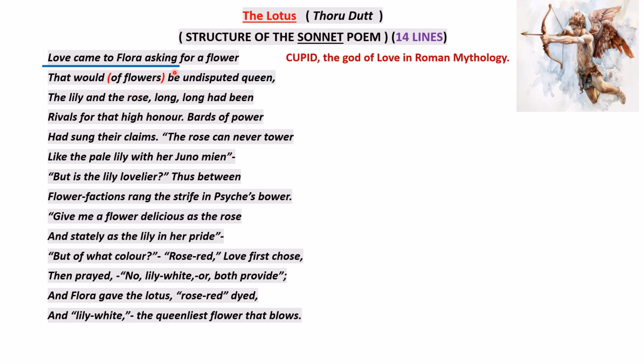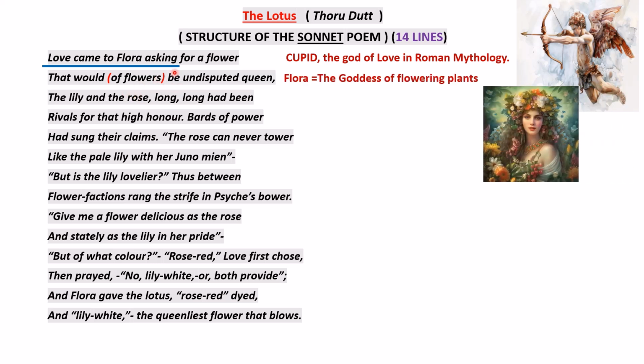So he is asking Flora, and I told you Flora is the goddess of flowering plants. Flowering plants always stand for fertility, so she's a goddess of fertility. So there is a dialogue between Cupid and Flora. Cupid is asking Flora for a flower. You have to read this sentence particularly in this way, students.